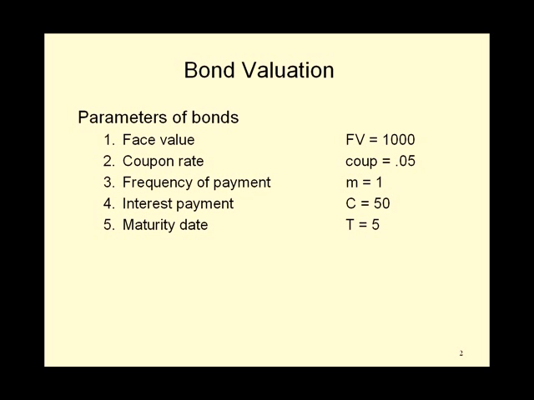The fifth parameter is maturity date, or the number of years that the bond is outstanding before it matures. Maturity date indicates how long the lender or bondholder has to wait to receive the face value back. It also indicates the number of years that the lender or bondholder will be receiving the interest payment.